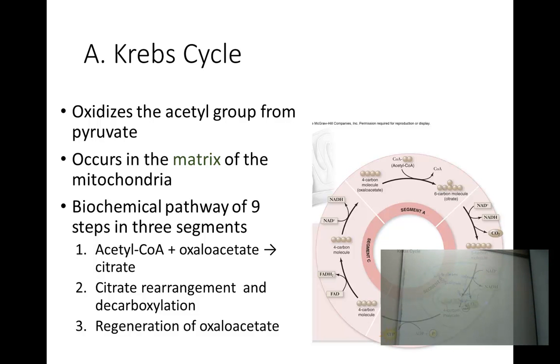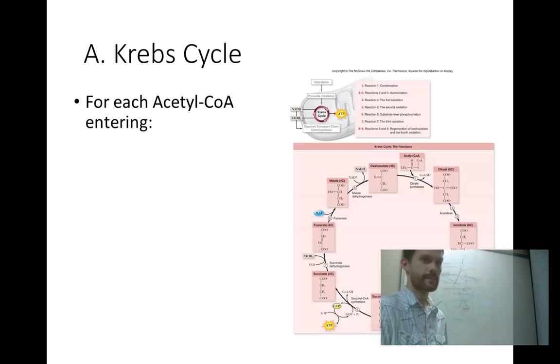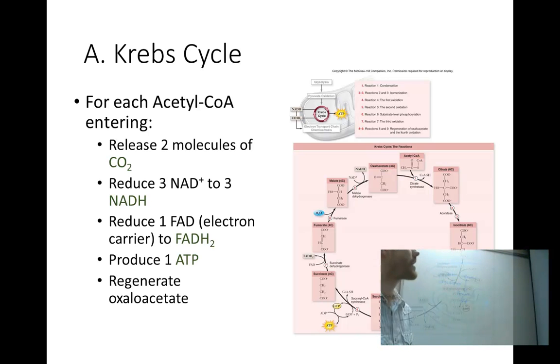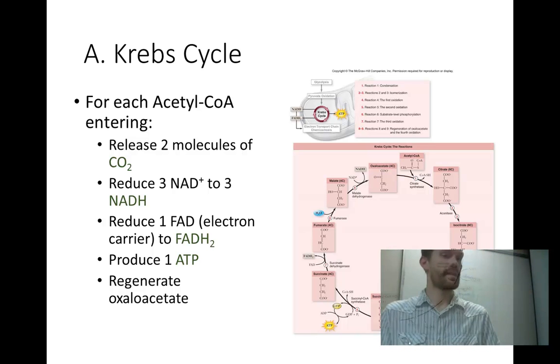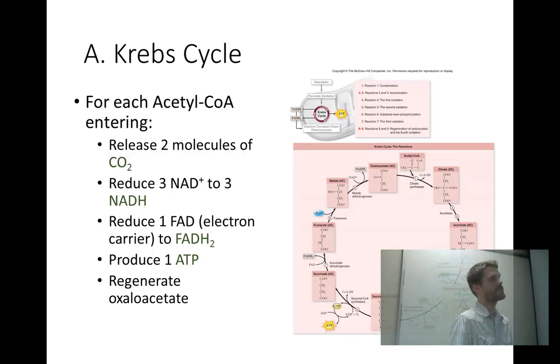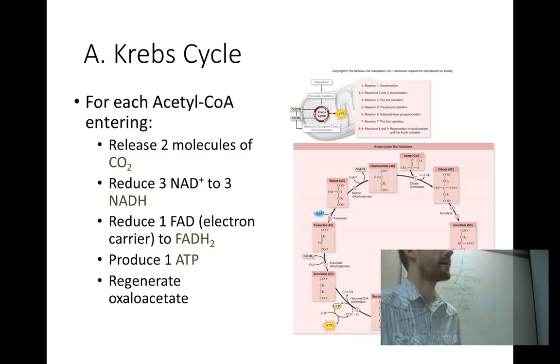But what we're making is FADH2 molecules and NADH molecules. And we do get some ATP, and then the byproduct is carbon dioxide. So that's why we breathe out carbon dioxide. It's because when we go through the Krebs cycle, it's a byproduct that we can't use anymore. For each acetyl-CoA, you get 2 molecules of CO2. Not worth anything. We get 3 NADH molecules, and we get 1 FADH2 molecule. And we get 1 ATP.